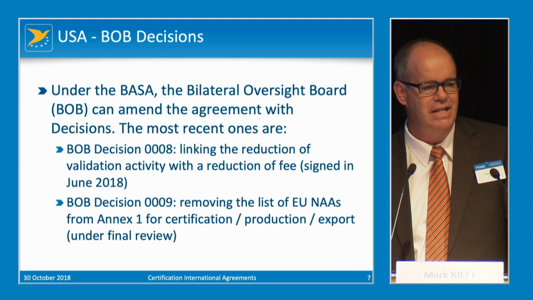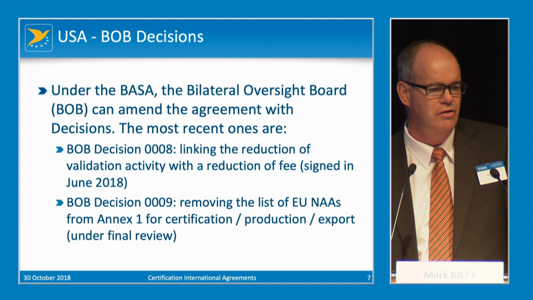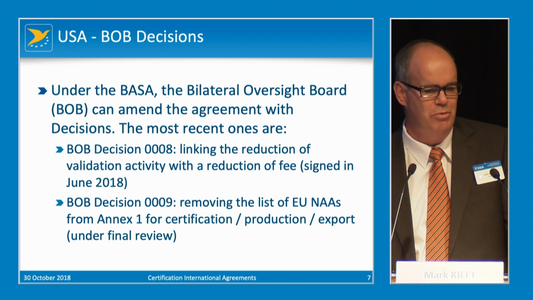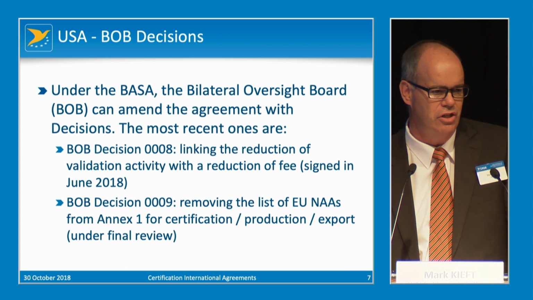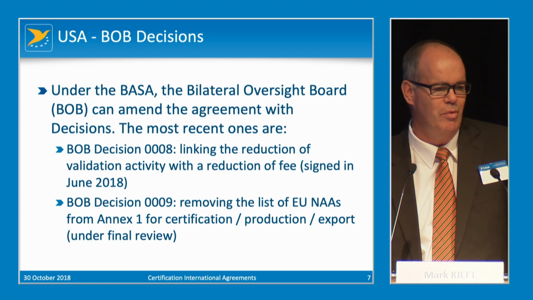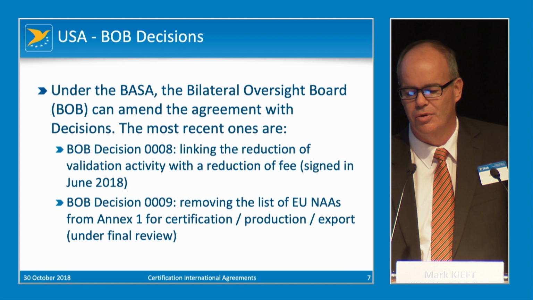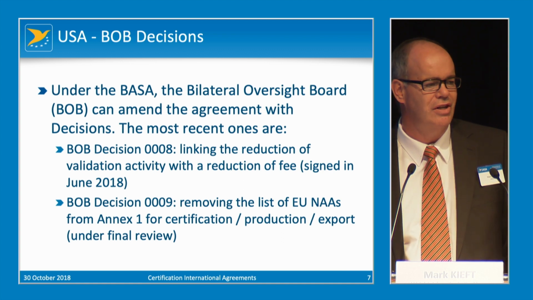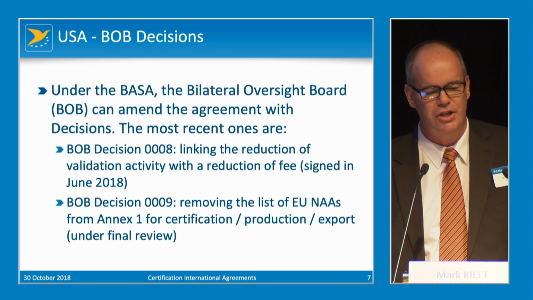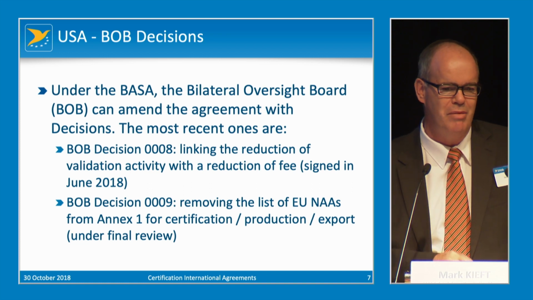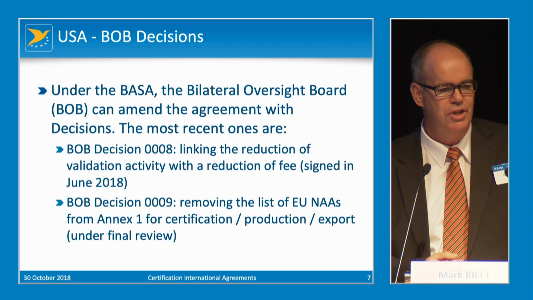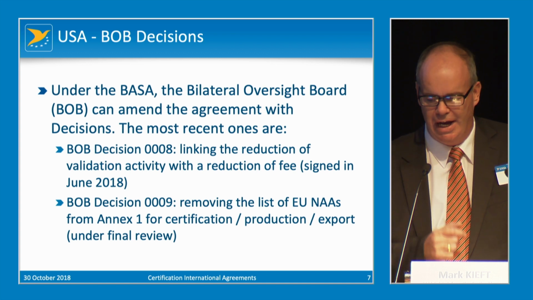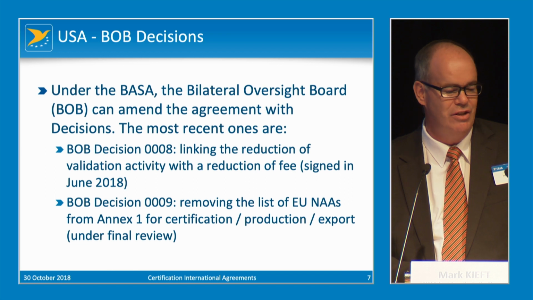8. BOB Decision 8 is a decision which links the reduction in validation activity with the reduction of fees. Now, unfortunately, it doesn't help European industry very much because the FAA doesn't charge fees, but it helps the US industry when we are charging Boeing, for instance, for validating changes or designs. So when both parties have reduced the level of validation activity, then the fees can be reduced. And this BOB decision brings about the mechanism to do that. This was signed already in June 2018, and it's in force already.